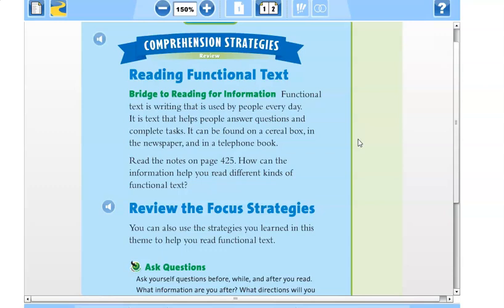And we read a lot of information all the time. And so functional text is writing that is used by people every day. It is text that helps people answer questions and complete tasks. It can be found on a cereal box, in the newspaper, and in a telephone book. So we're going to read the notes on page 425 in just a second, and it says, how can the information help you read different kinds of functional text?